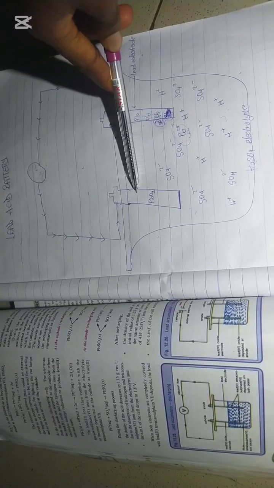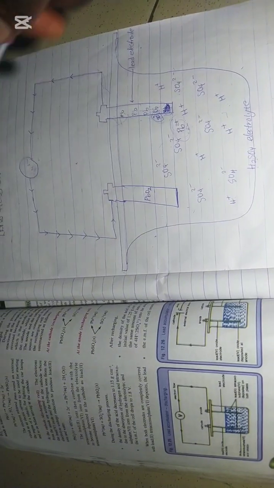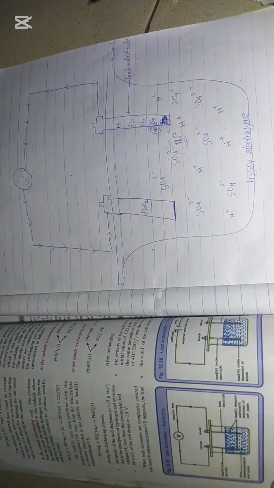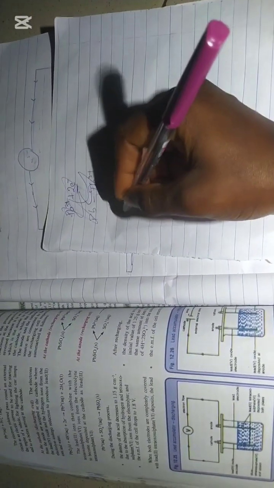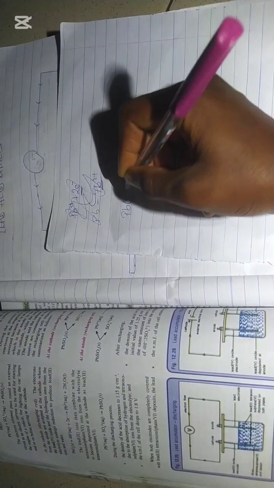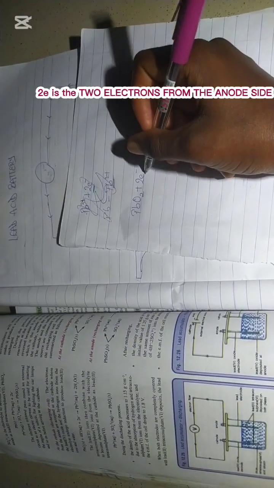Now let's see how the cathode will work. So the cathode here is PbO2, which is lead 4 oxide. One thing you should know is that lead 4 oxide has gained 2 electrons, the 2 electrons that were lost by the lead atoms from here. So we have, let me erase this, we have PbO2 plus 2e, right? We have PbO2 plus 2e.